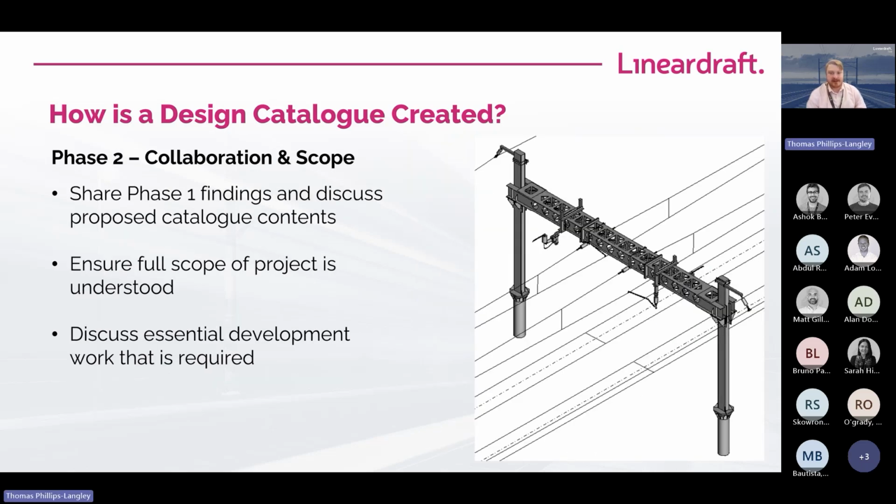Phase 2 is the collaboration and scope phase. This is where our team will communicate with the stakeholders over a period of time to report the findings of the previous phase. The proposed contents of the catalogue will be reviewed with those stakeholders to ensure that the scope of the project is fully understood by both our team and the stakeholders. Any development work that's been identified will also be discussed to ensure that any dependent items are critical for the catalogue, and also that the proposed functionality will meet the stakeholders' requirements and allow them to use those items as they would expect. By the end of this phase, we'll then be able to understand the resource requirements that will need to be assigned for the creation of the new catalogue.